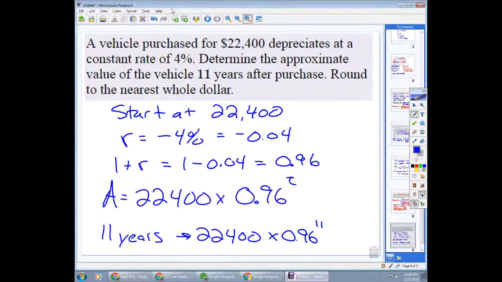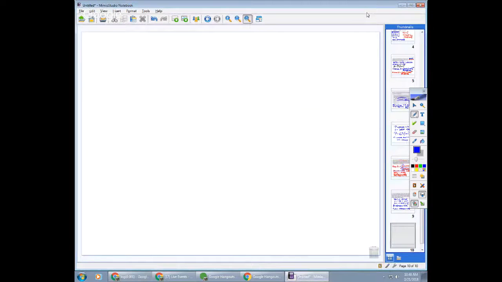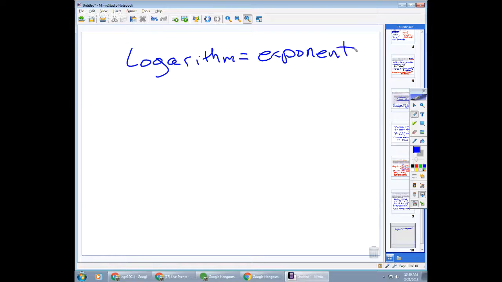So I'm just going to write that down for fun. Logarithm. What does logarithm mean again? It just means exponent. So that's the simple part of it.